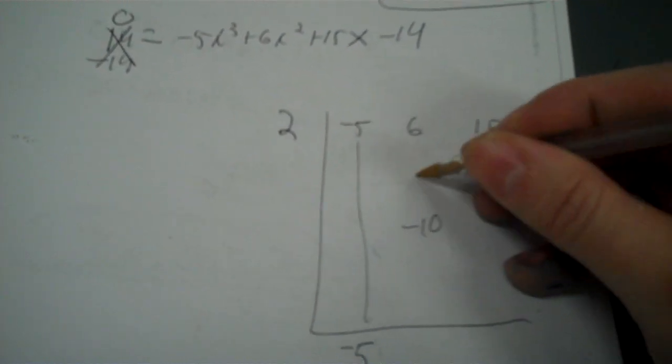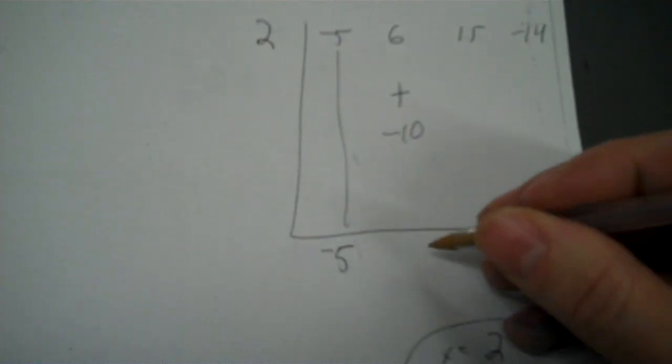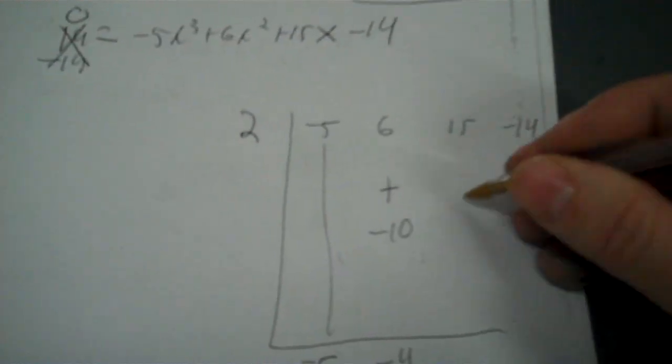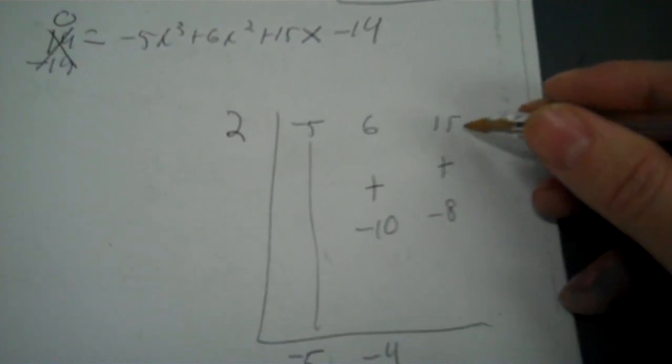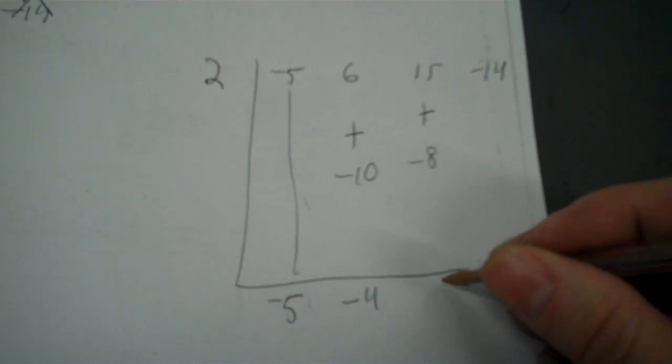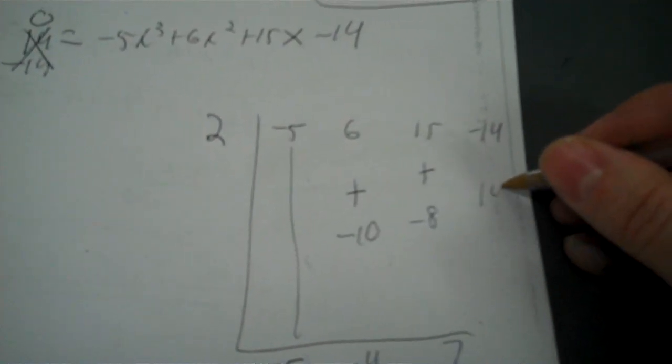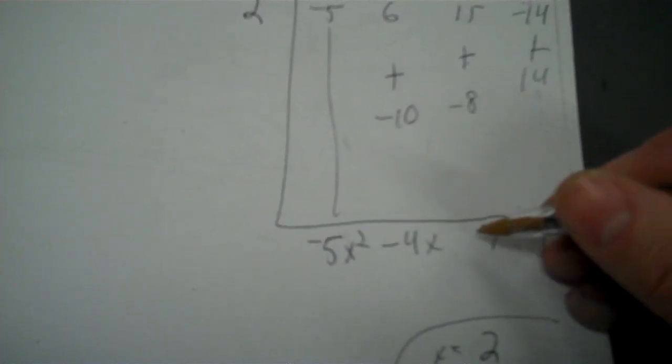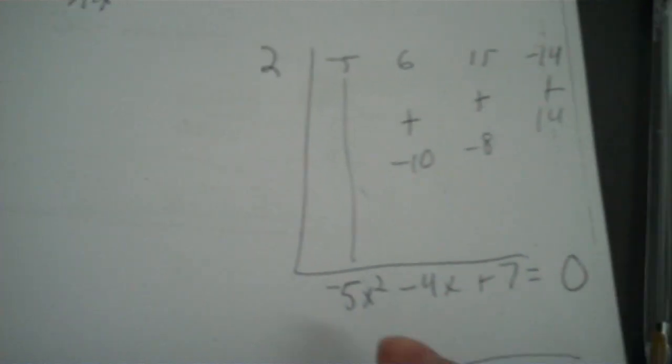Times negative 5 times 2 is negative 10. Negative 4 times 2 is negative 8, plus 15 plus negative 8 is 7. 7 times 2 is 14. Beautiful. Now that used to be 5x to the third. Now it's negative 5x squared minus 4x plus 7 equals 0. Now I'm going to decide if the t-chart's even worth it.